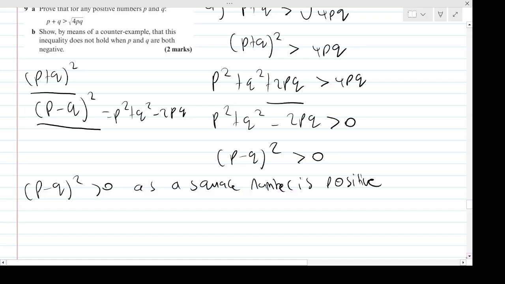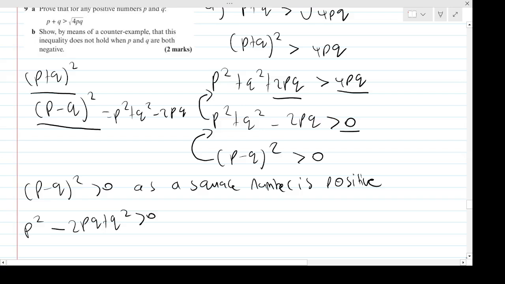So then we can expand the brackets to get p squared take away 2pq, add q squared is greater than 0. Okay, so we've gone from this first step to there. Then we're going to need to work back up there. So then I have 0 here, and 4pq here. So I'm going to have to add 4pq to both sides, and then minus 2pq will go to positive 2pq.